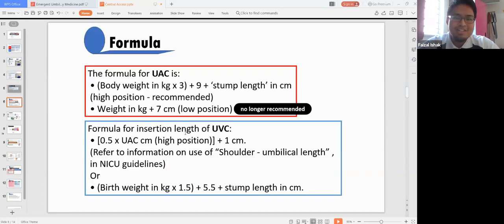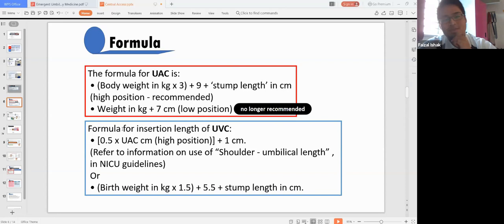And then this is the formula by which we measure the catheter to be inserted according to the desired measurement. The formula for UAC is body weight in kilograms times 3 plus 9 plus stump length in cm. The stump is the remaining part of the umbilical cord that is attached to the abdomen of the infant. And then this is the high position, which is recommended, and otherwise the low position, which is no longer recommended.